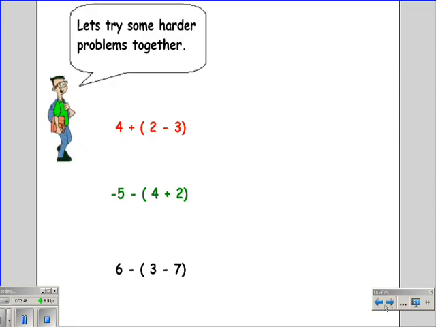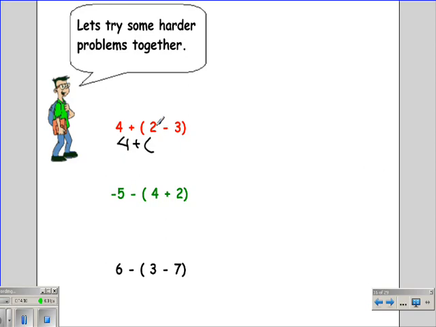Let's try some harder problems together. So once again here, we're going to be doing some other problems. Anytime I see parentheses, I'm going to want to do what's in those first. So that's a quick review of order of operations, which we'll be doing in more detail shortly. But if we're just looking at these problems and I wanted to simplify them or work them out, I would do the parentheses first. So we'll do that first.